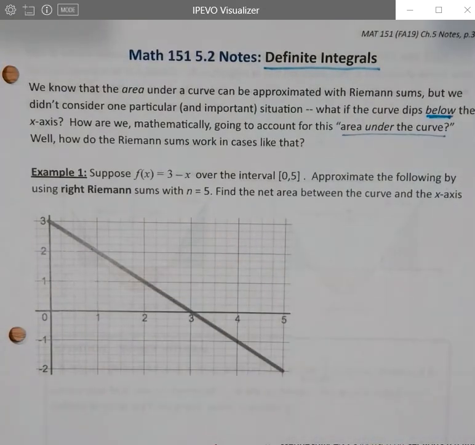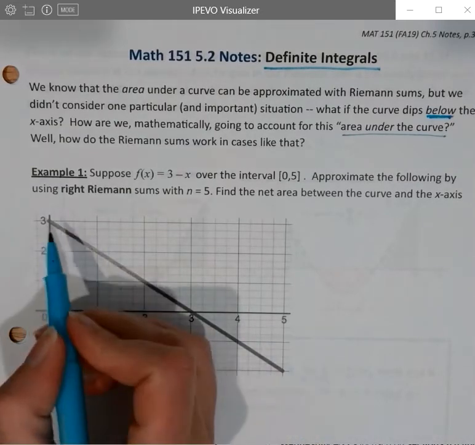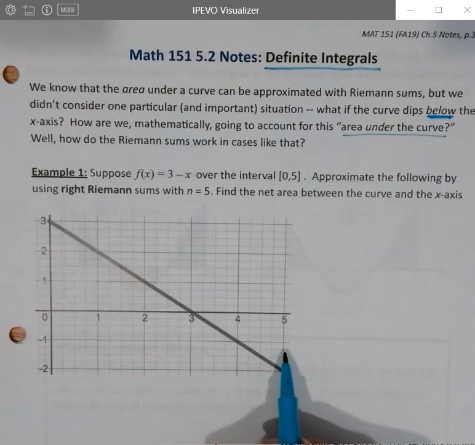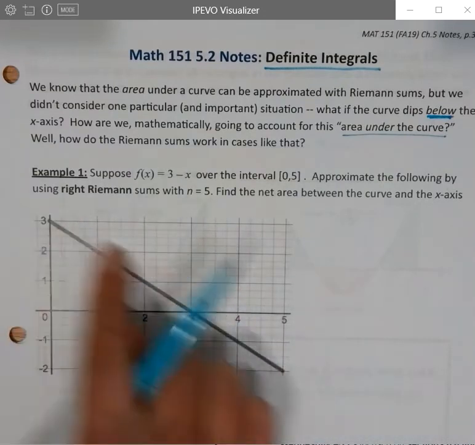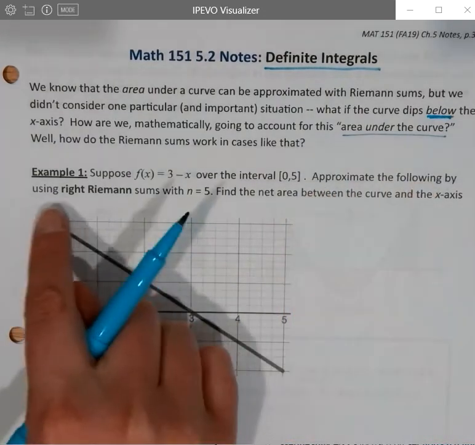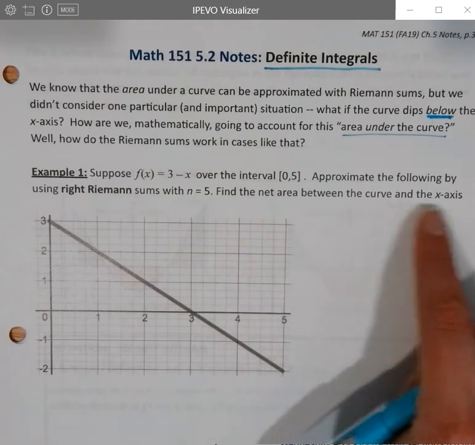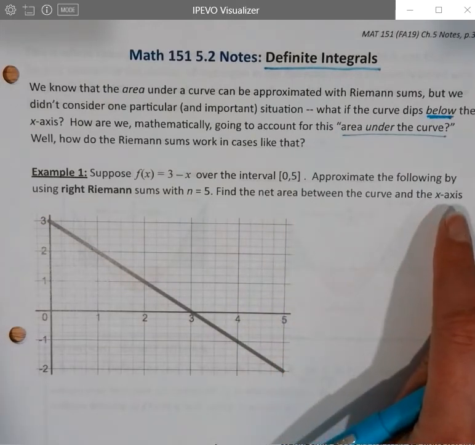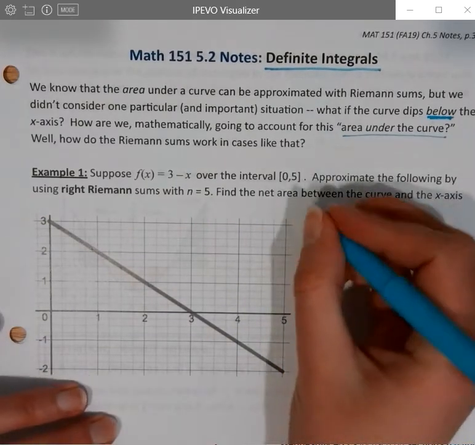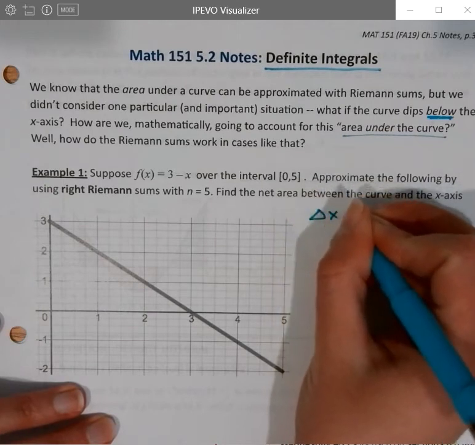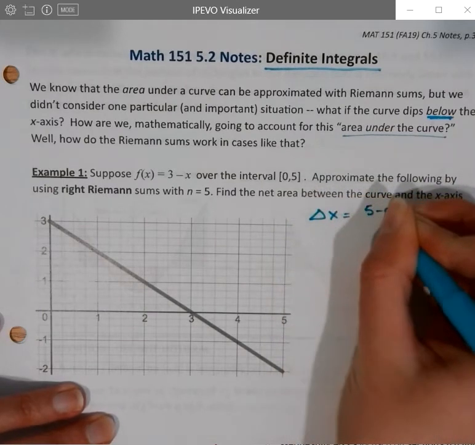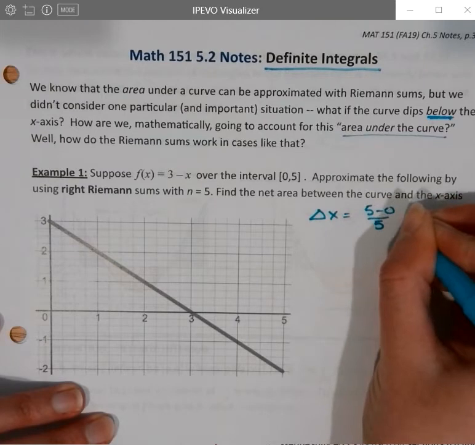Okay, so in example 1, we're looking at a function that is both positive and negative. It's just a line, and the equation is 3 minus x, and we're looking at it over the interval 0 to 5. So we're going to approximate the following using right Riemann sums, find the net area between the curve and the x-axis. Okay, so with n equals 5, our delta x would be (5 minus 0) over 5 equals 1.